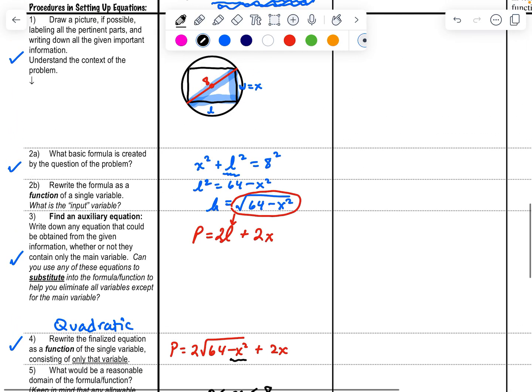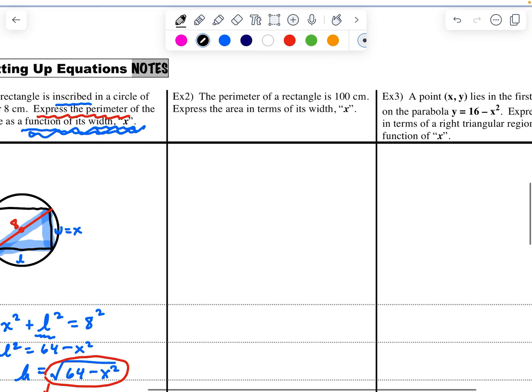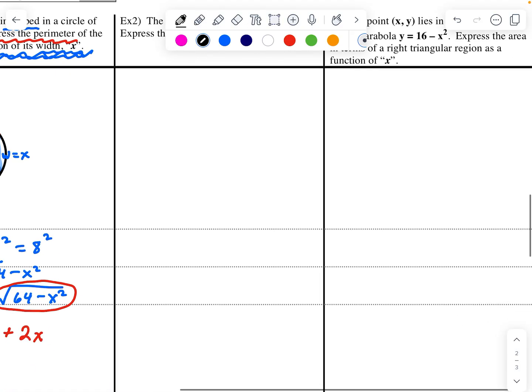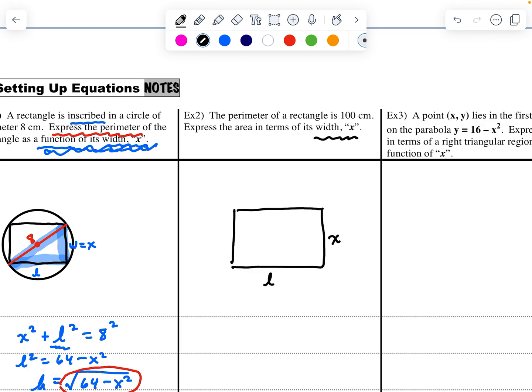All right, let's try a second one. This one's going to be a little bit easier because it's going to explain a little bit more in terms of the two equations you have to come up with. All right, so you have a rectangle, okay? And it says it has a perimeter of 100, so I'm going to start by drawing a rectangle. Again, it wants its width to be x, so here's my length, okay?